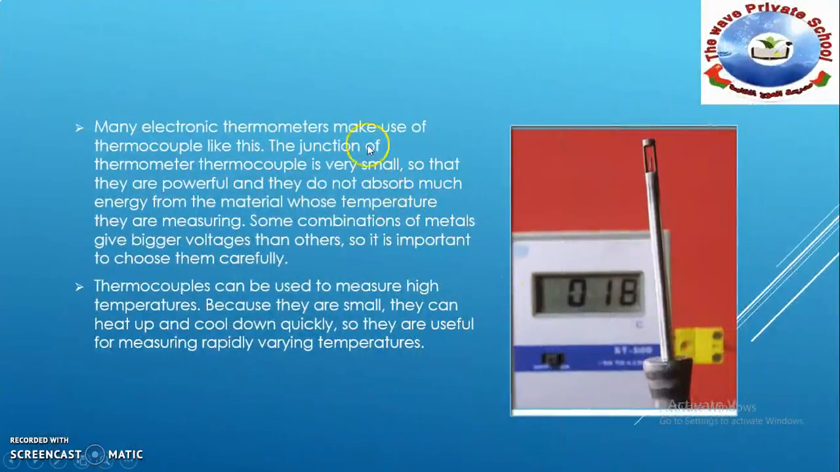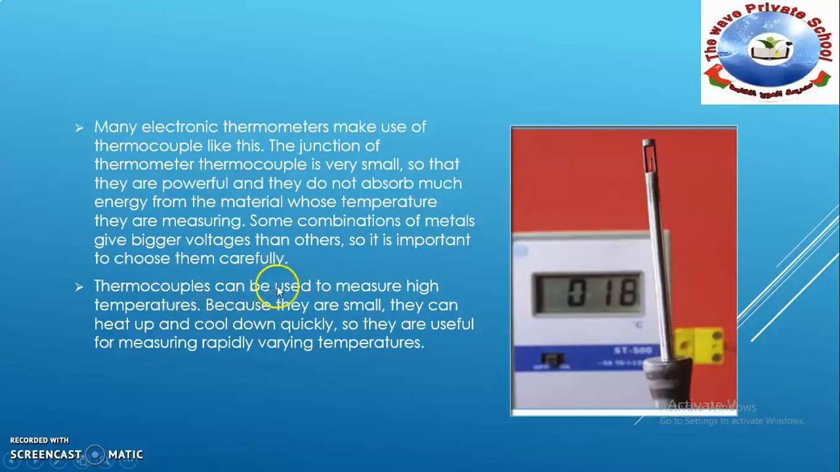Many electronic thermometers make use of thermocouples like this. The junction of a thermocouple is very small, so they do not absorb much energy from the material whose temperature they are measuring. Some combinations of metals give bigger voltage than others, so it is important to choose them carefully.